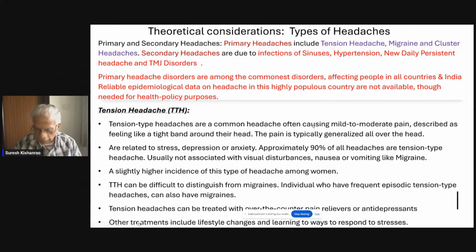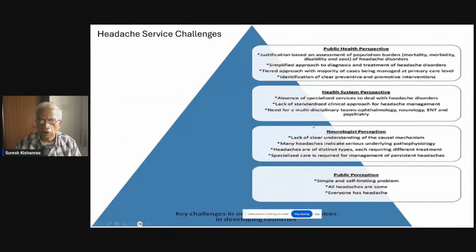So we have already dealt with different types of headache. I would not like to repeat them. The basic challenge in providing services is that, from the larger public health perspective, there is no justification-based assessment of the population about the burden of the disease.